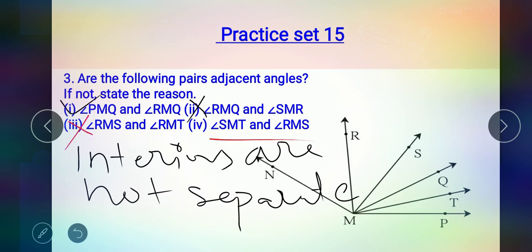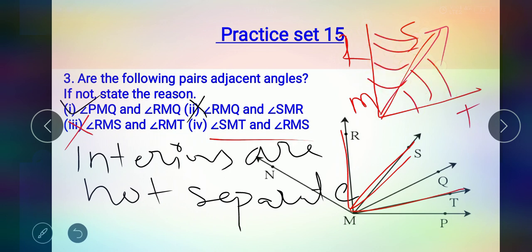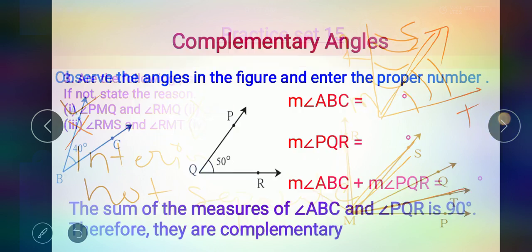Now when we talk about SMT and RMS, sorry students, I made a mistake. I'll draw here RMS and SMT. Here there is a common arm, that is SM, and the interiors are separate. So here we can say the two angles are adjacent angles. So here we have finished with practice set 15, students.